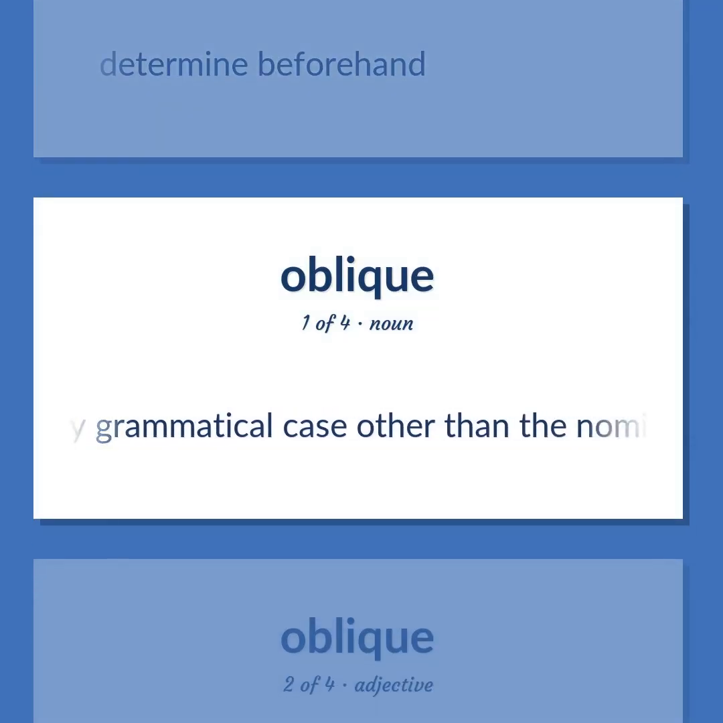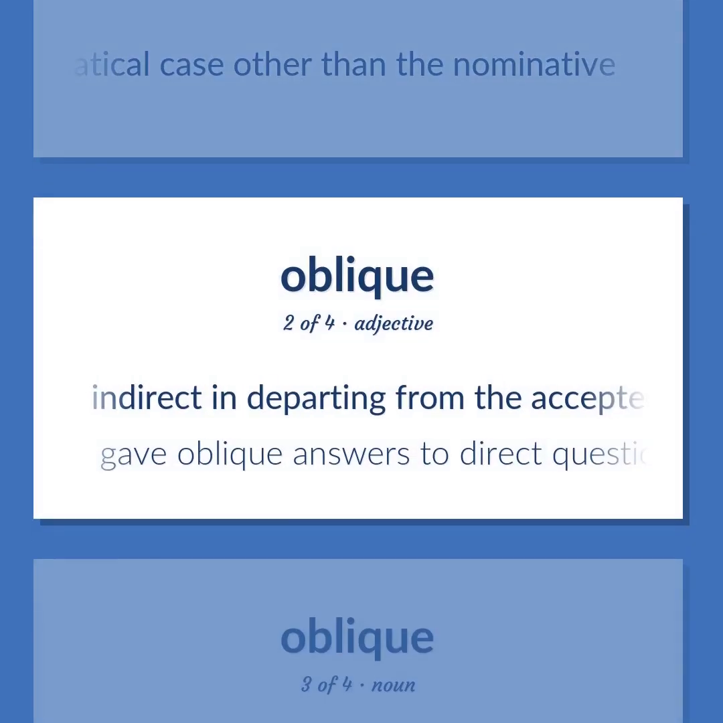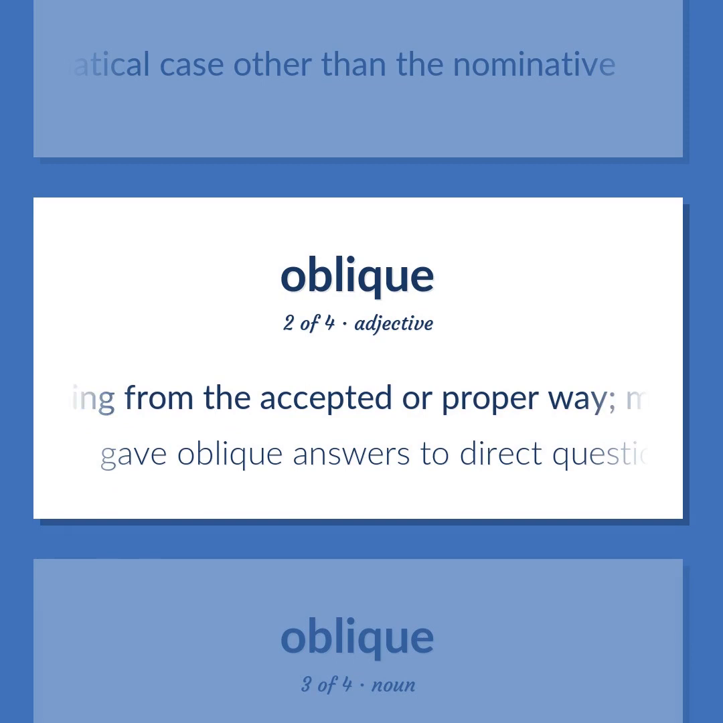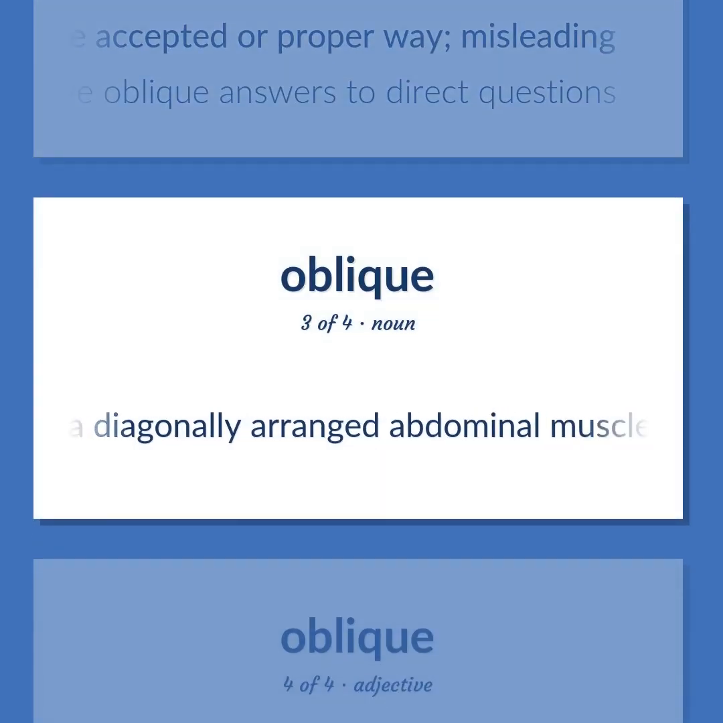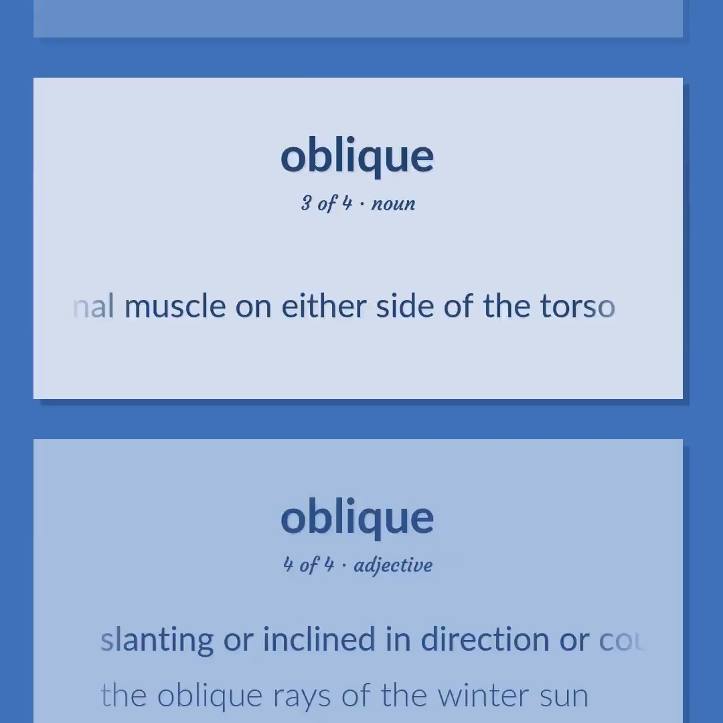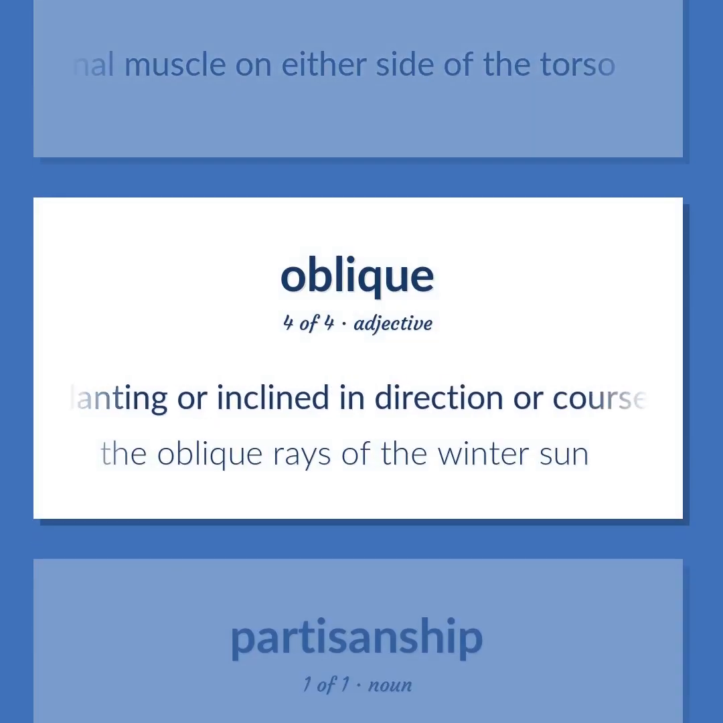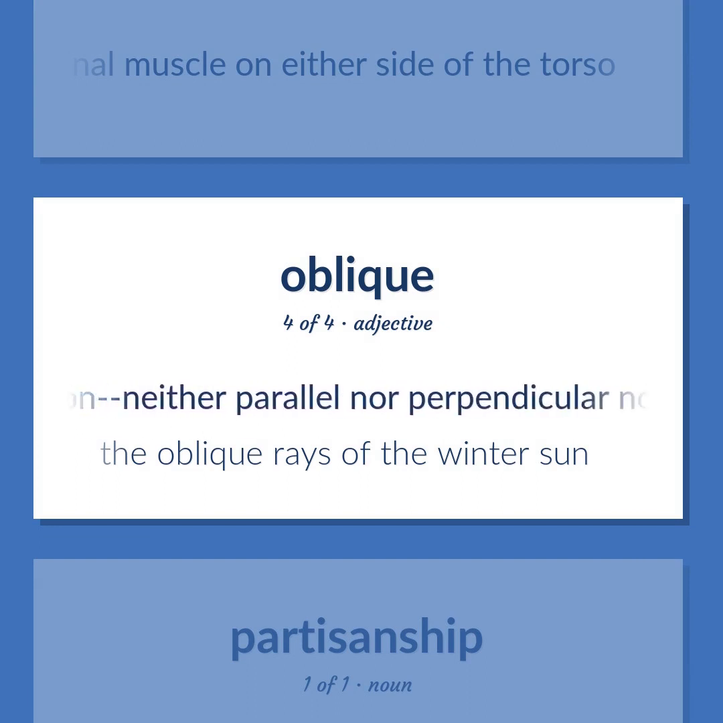Any grammatical case other than the nominative. Indirect in departing from the accepted or proper way, misleading. Gave oblique answers to direct questions. A diagonally arranged abdominal muscle on either side of the torso. Slanting or inclined in direction or course or position, neither parallel nor perpendicular nor right angled. The oblique rays of the winter sun.